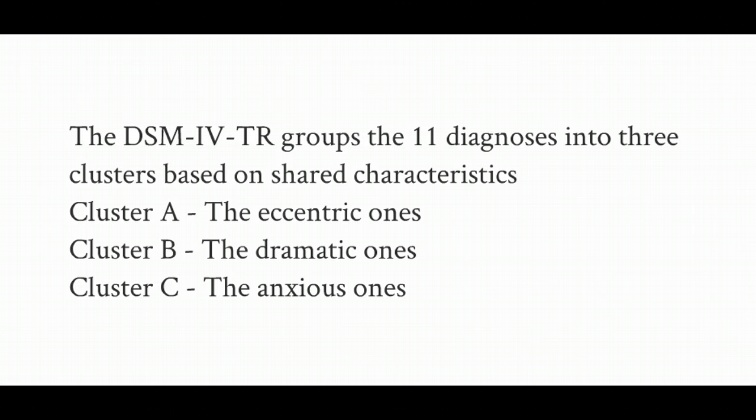So for cluster A, the DSM says sometimes odd or eccentric, you should probably put odd in your notes. And the 3 personality disorders that are in cluster A are paranoid personality disorder, schizoid personality disorder, and schizotypal personality disorder. And I want you to note that at the end of every personality disorder, the words personality disorder are going to be there. So you'll know that's a personality disorder.